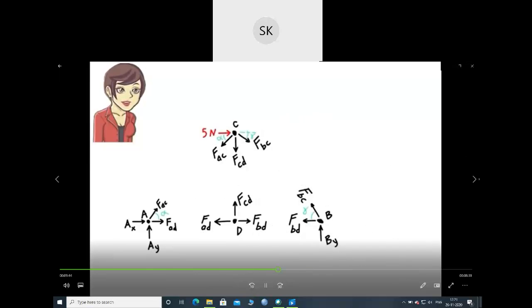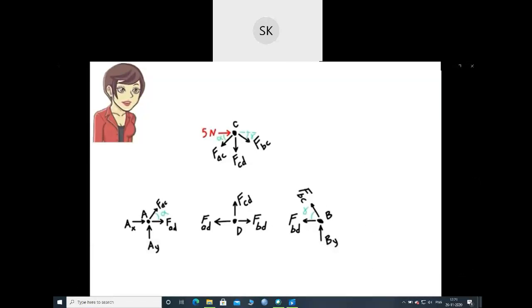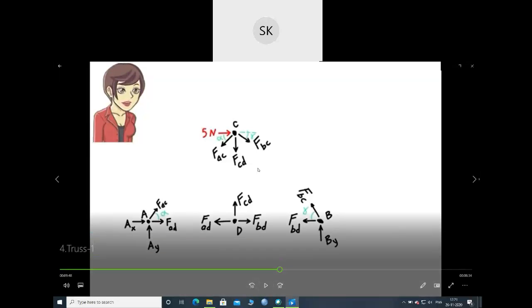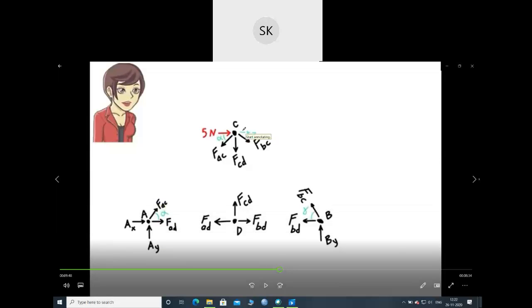When we say each joint has to be in equilibrium, we are saying... So you have to resolve the inclined members also. Okay, I have separated all the joints A, B, C, D with different forces, and you have to resolve. See, here you have to resolve FAC. You have to resolve the cos and sine part. Here for FBC you have to resolve the cos and sine part, and FBC also you have to resolve. Okay.